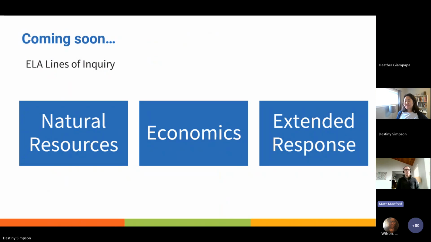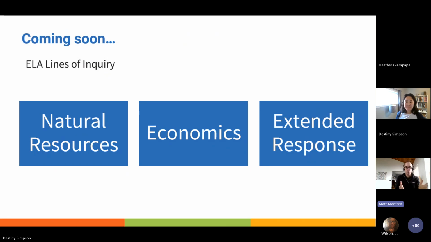Another thing we're working on is ELA lines of inquiry. These are by topics, sort of narrow lessons, but each line of inquiry is focused on English language arts. We have a natural resources line of inquiry, economics, and extended response, so the GED extended response essay. And each of them have, I think, 4 different lessons involved. Again, these can be a little bit a la carte as you need, jump in, jump out. But if you want them to be, they can be pretty extensive.